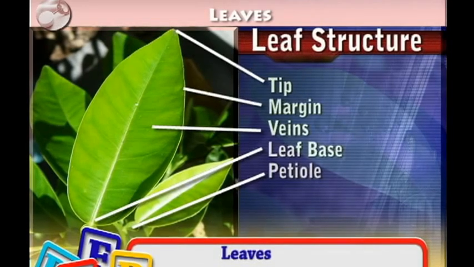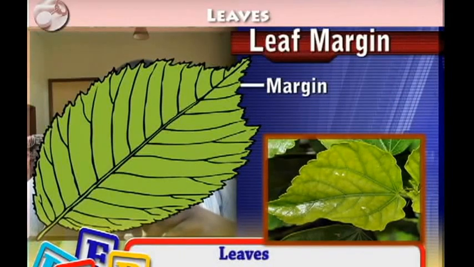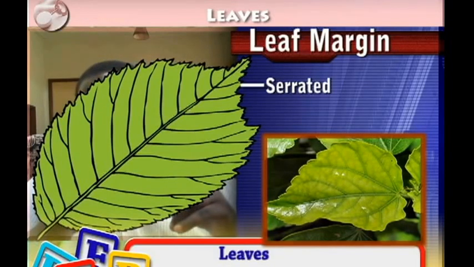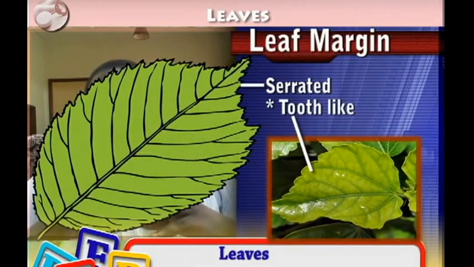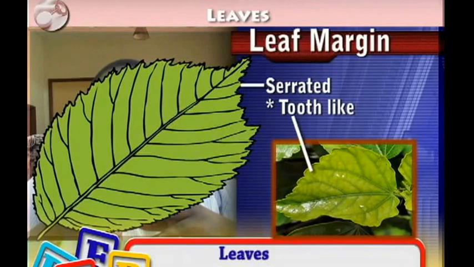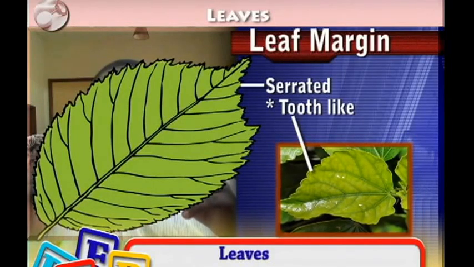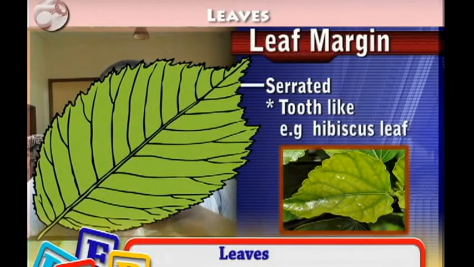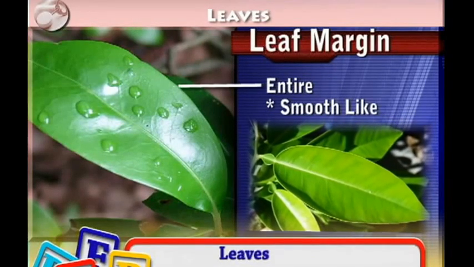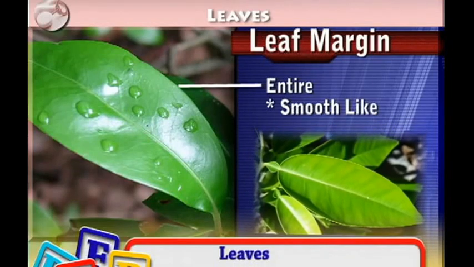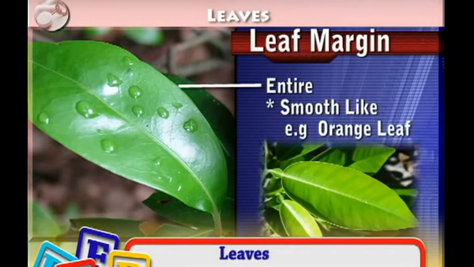But when you look at the margin, we always say that the margin is serrated, that is, if the margin appears as if it is toothed on the surface. An example of a leaf that is toothed or serrated is the hibiscus leaf. Then we can also call it entire if it is smooth. An example here is the leaf of the orange.